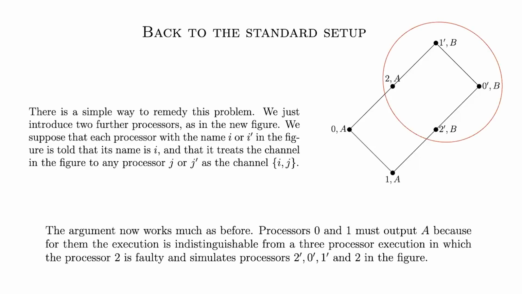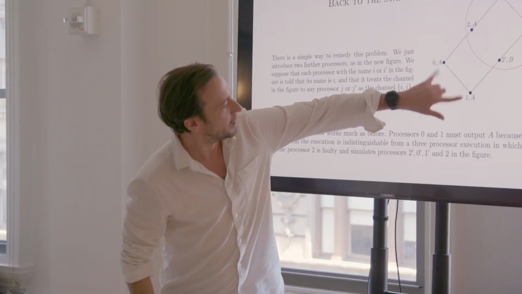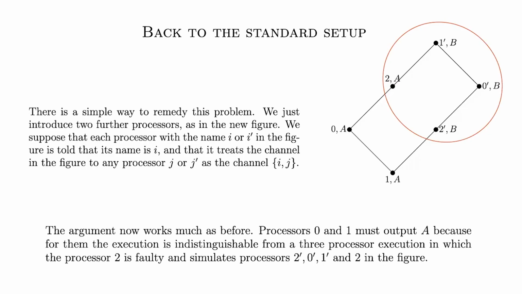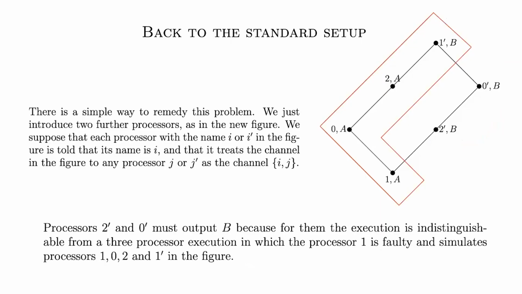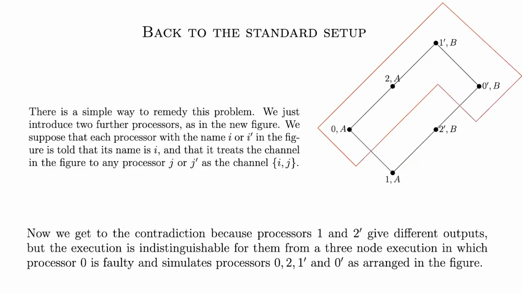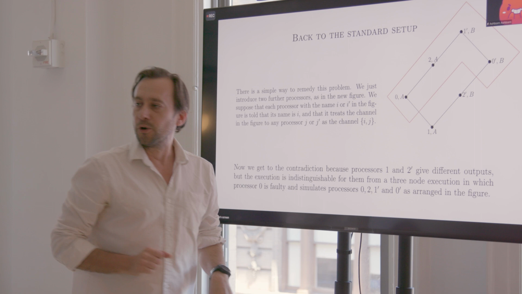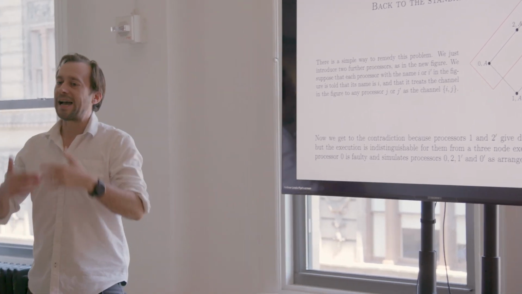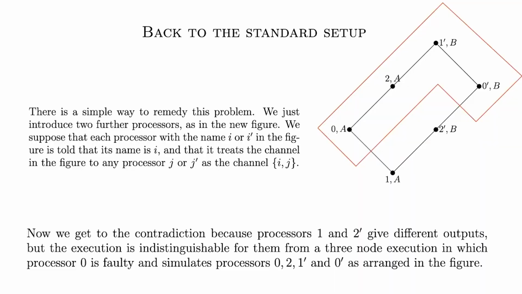Now you don't really have to think through the tedious details you don't want. Now basically the same argument works. So now you can conclude these 2 have to output A because this is indistinguishable. This 6 processor execution is now indistinguishable, as far as they're concerned, from a 3 processor execution in which one guy simulates these 4. Similarly, these 2 here have to output B because the 6 processor execution is indistinguishable as far as they're concerned from a 3 processor execution in which the faulty processor simulates all these 4 nodes over here. And again, now you reach your contradiction because you have 2 non-faulty processors giving different outputs when this 6 processor execution is indistinguishable from a 3 processor execution in which they shouldn't be giving different outputs.